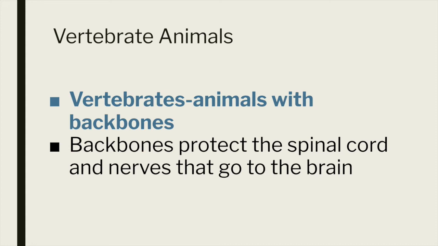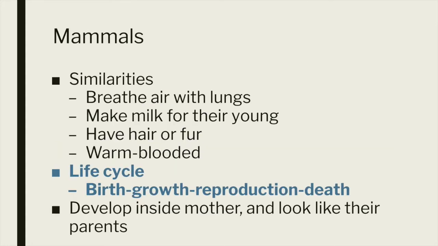Before birth, most mammals start to develop inside the mother's body. At birth, young mammals usually look very much like their parents. So one thing I wrote down about mammals is that they make milk for their young. Another thing that you could write down is that they have hair or fur, that they're warm-blooded, or that they breathe air with their lungs. I'm going to keep reading the next section on reptiles.